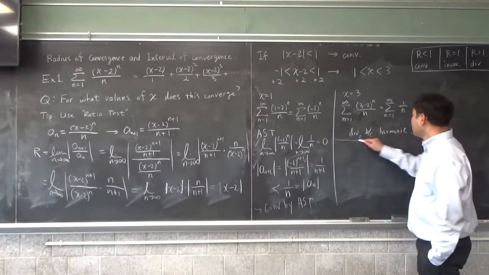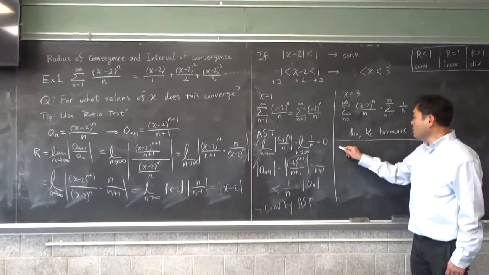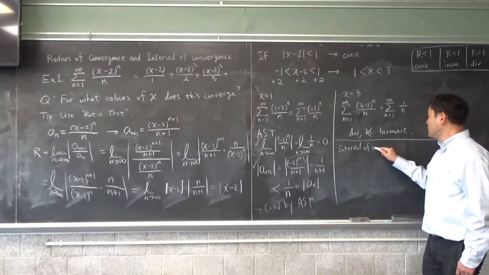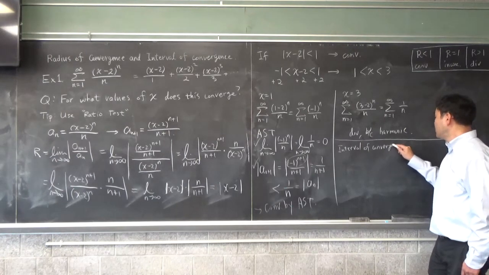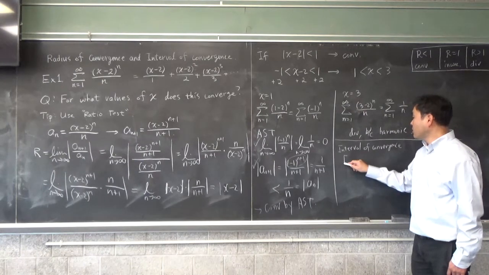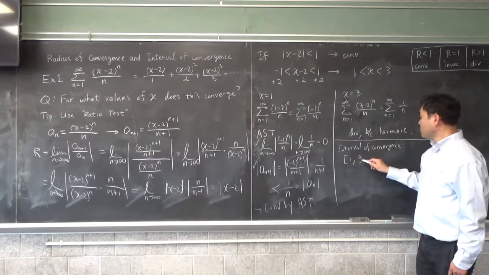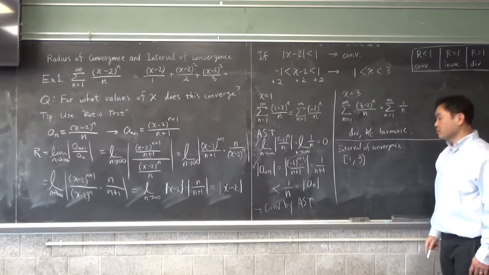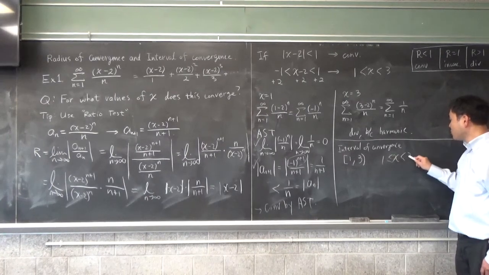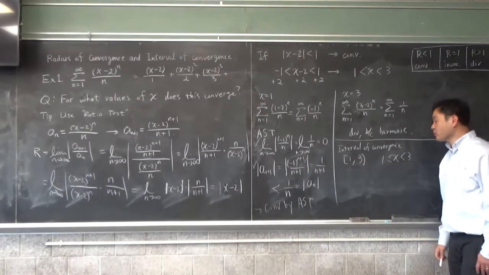All right, so now let's write down the answer. The answer is therefore the interval of convergence is, it includes 1, and it's up to 3, right? But it excludes 3. This is the same thing as saying x has to be between 1 to 3 while including 1, right? So that's the interval of convergence.